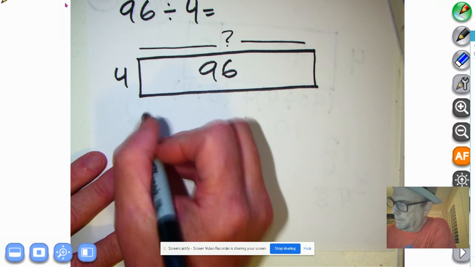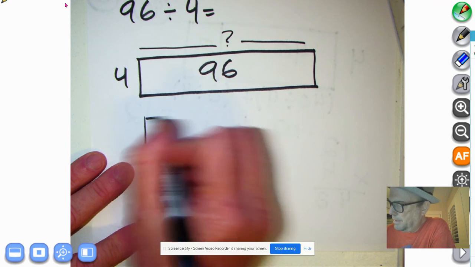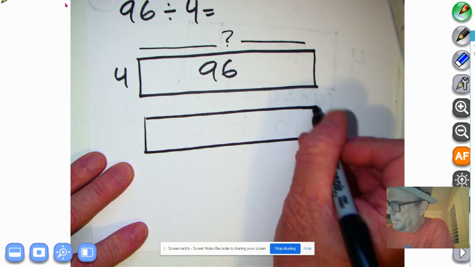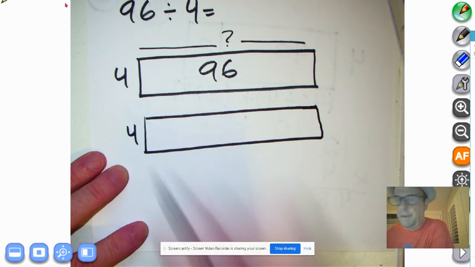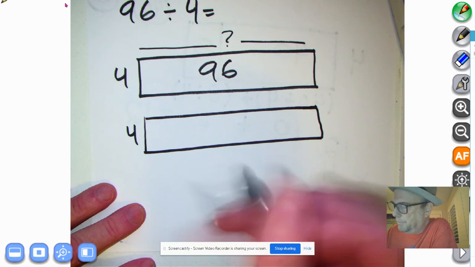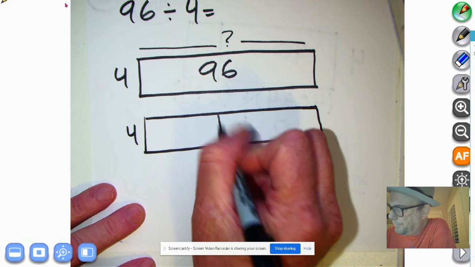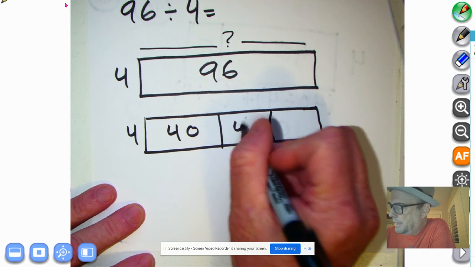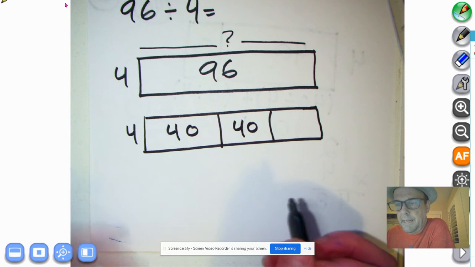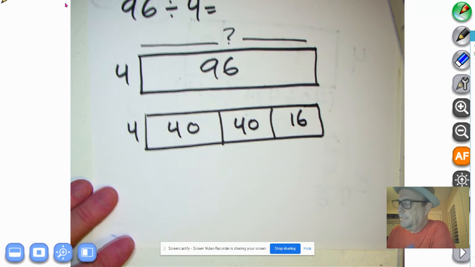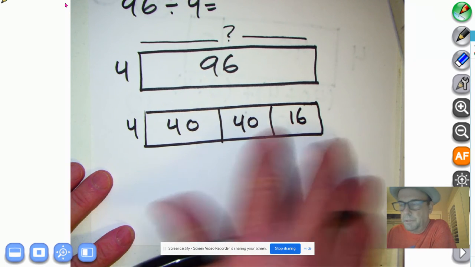So we're going to make another area model of sorts. We're going to be dividing by 4. Now remember, last time around we did 4 times 10 is 40. Let's break that up with 40s, okay? So we have 40, 80, and what's left over? 80 to 96. We add 10, we get 90. We add 6, we get 96. So 16's right here. So now we're going to divide each of these segments right here, okay?